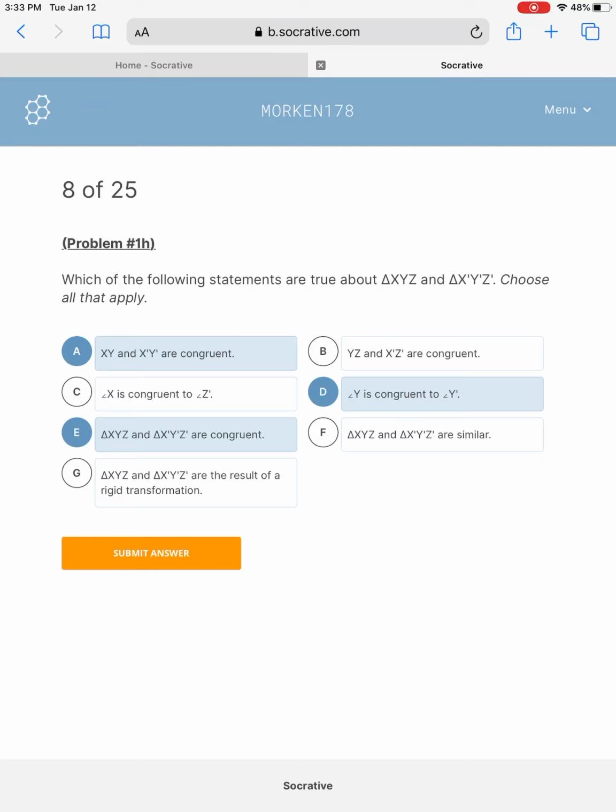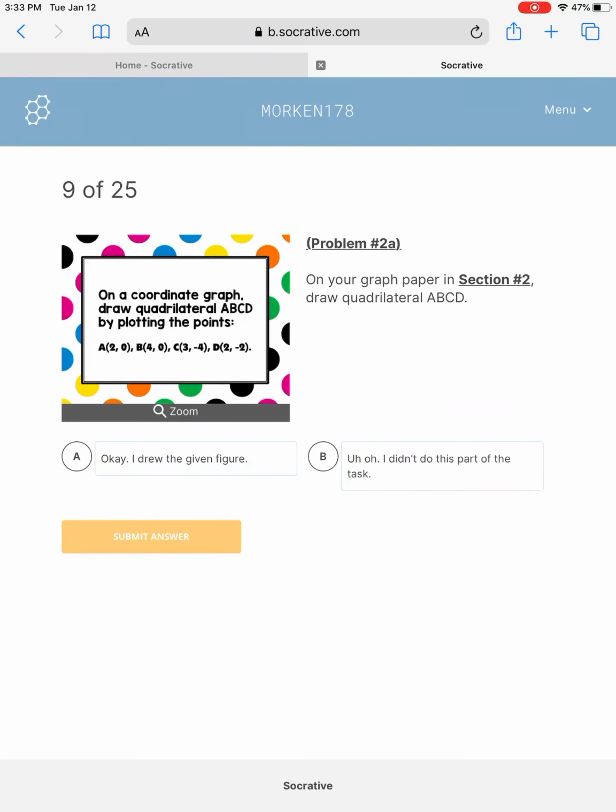Now, in F, it says that triangle XYZ and triangle X prime, Y prime, Z prime are similar. Similar meaning they're the same shape, but a different size. Well, these are the exact same size, so F is false, all right? G says that this transformation is a result of a rigid transformation. Rigid meaning it's not changing the shape. It's not going to change any of the things. So that is very rigid. There we go, I submitted it. They're all correct. All right.